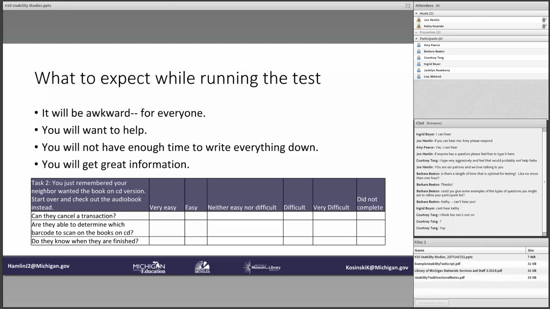And then what to expect while running the test. Now, Joe and I have probably made you nervous because we have talked about how people will be tense and anxious, and it will be awkward for everyone. You will want to help them. You work in libraries. That's what you're trained to do. You're trained to help people, and instead you have to sit there and watch someone do this, occasionally struggling through it, and all you want to do is help them. But you can't. You have to be back to the side.